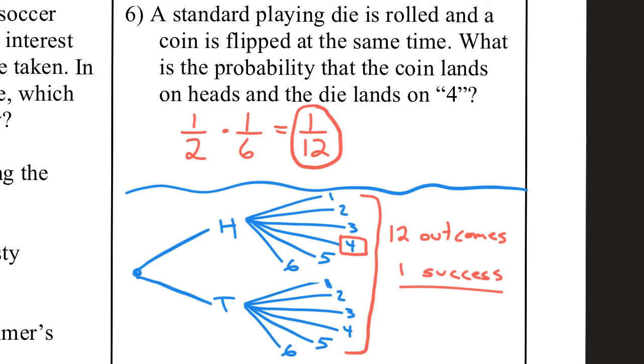So this is a compound probability question, independent events, multiply probabilities, probably the shortest and most efficient way of answering this question.